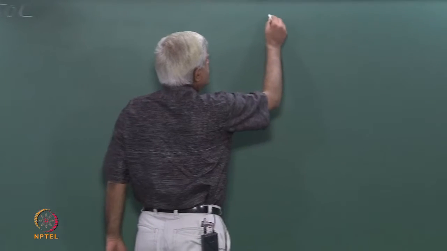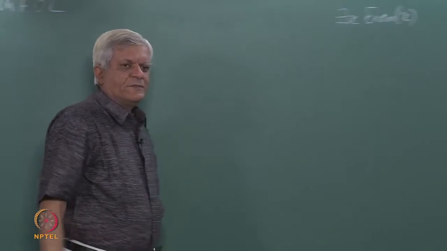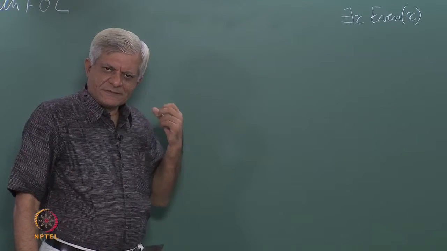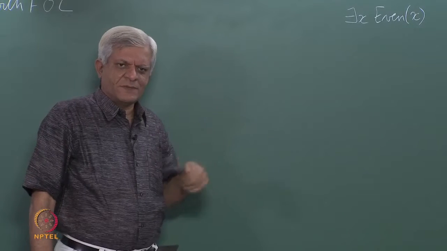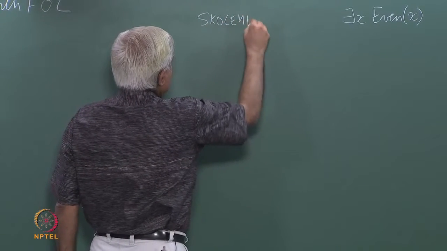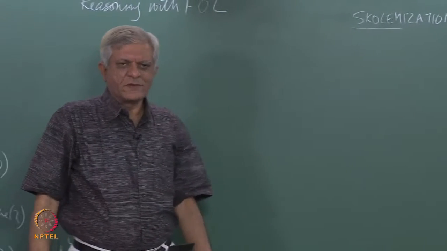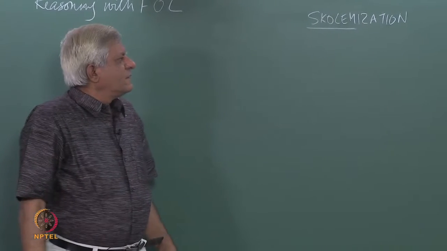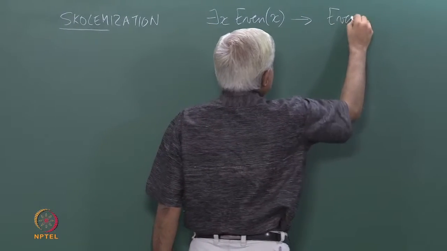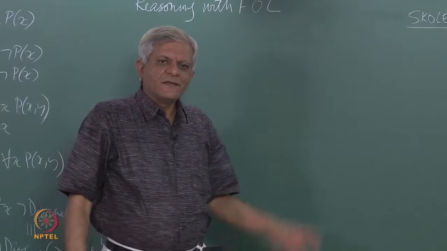Let us look at a sentence like this: there exists X, even X. It is saying that there exists some number which is an even number essentially. The way to convert this into implicit quantifier form, and the process is called Skolemization, after a logician called Thoralf Skolem, who first introduced these ideas, is by replacing it with a constant, even SK12. So, conventionally we use a name SK.